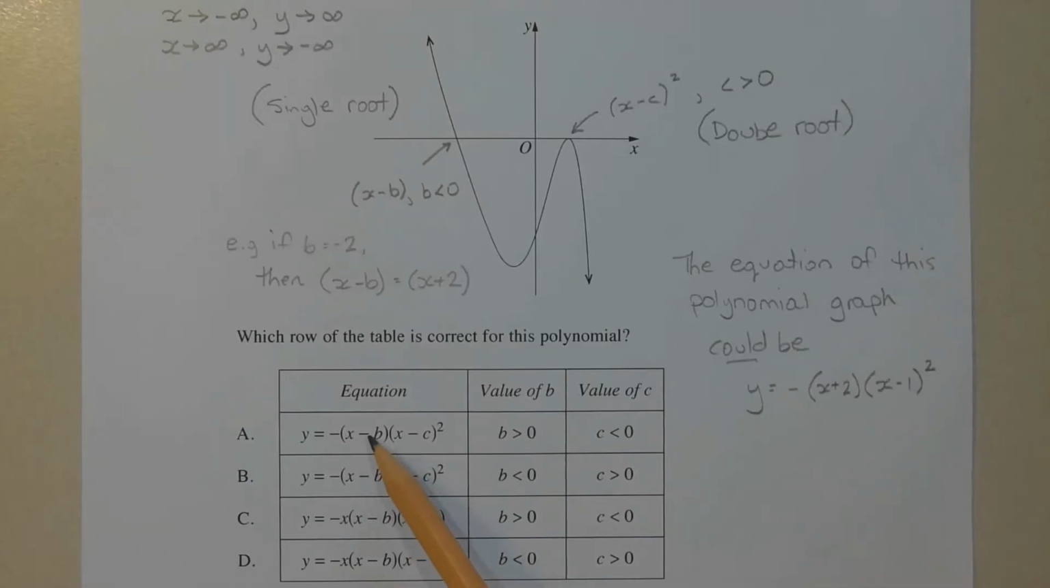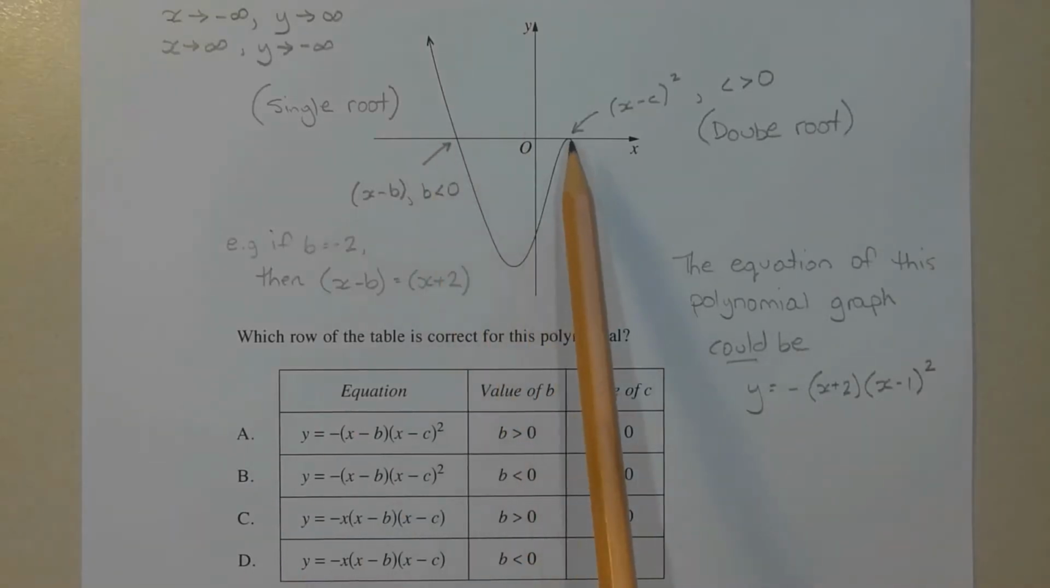Now looking at the equations presented in the 4 options, we can see that the equations are presented in factor form. Now a cubic curve will cross the x-axis at least once, but up to 3 times. Going back to our graph, we can see that the curve crosses or touches the x-axis twice.